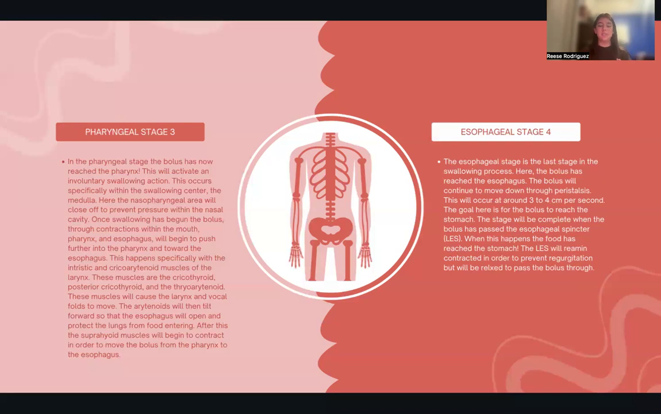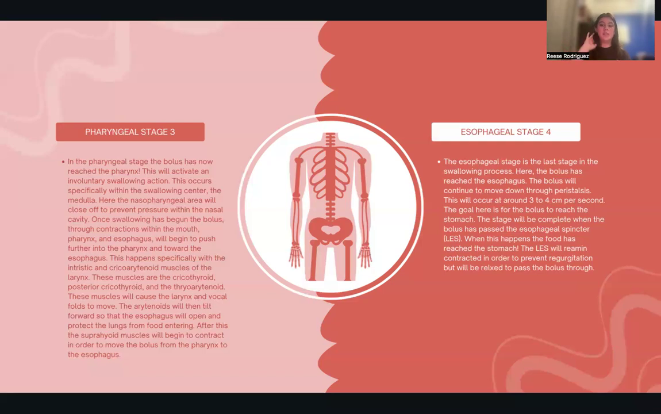So here, this is the last stage in the swallowing process. And our bolus has reached our esophagus. So the bolus is going to continue to move through peristalsis. And so this occurs at a slower rate than the pharyngeal stage. So here, because it is going to our stomach, this is around 3 to 4 centimeters per second. So that means that it's moving down 3 to 4 centimeters per second. And this might be seen a little bit faster in the pharyngeal stage just because it's first entering the throat or the pharynx. So the goal here is for your bolus to reach the stomach.